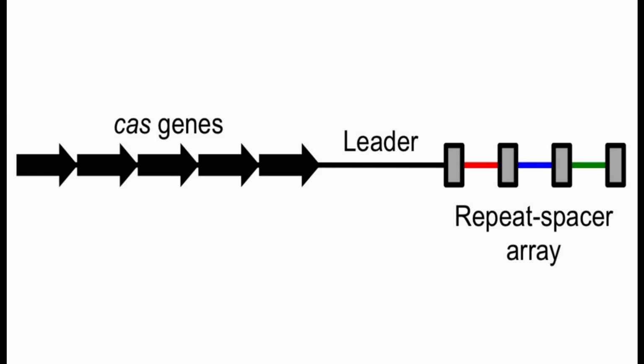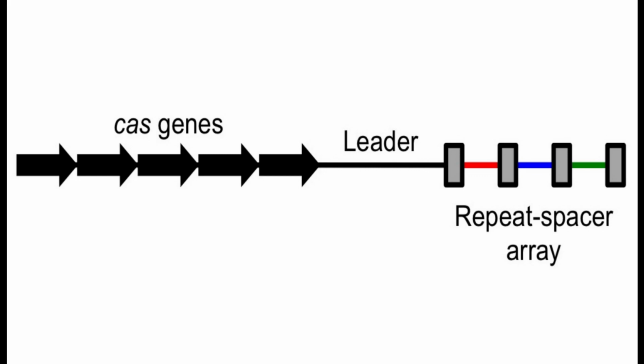Let me explain to you a bit about the CRISPR array. It's basically a sequence that consists of an AT-rich leader followed by short repeats separated by unique spacers. The size of the repeats is usually between 28 to 37 base pairs, and the spacers can range from 32 to 38 base pairs. Typically, a CRISPR array contains less than 50 units of the repeat spacer sequence.